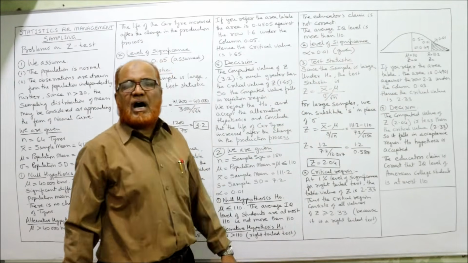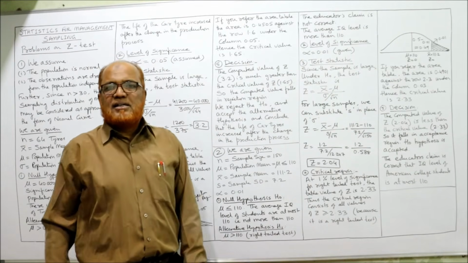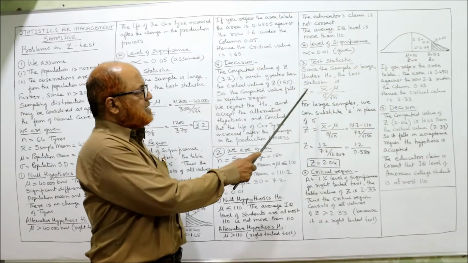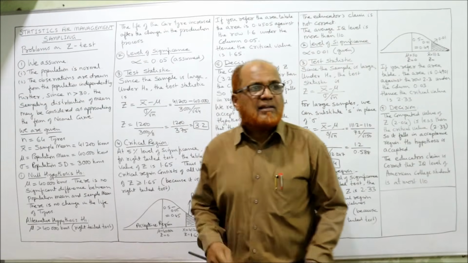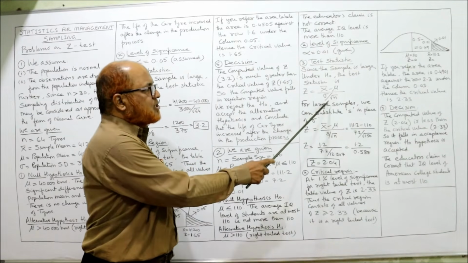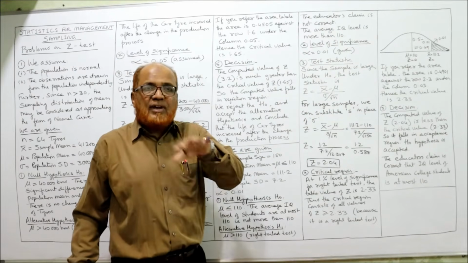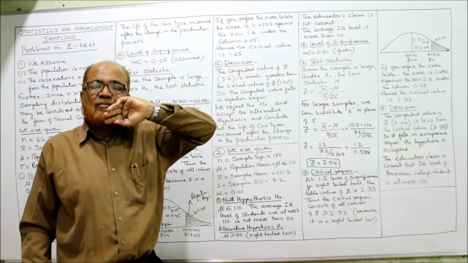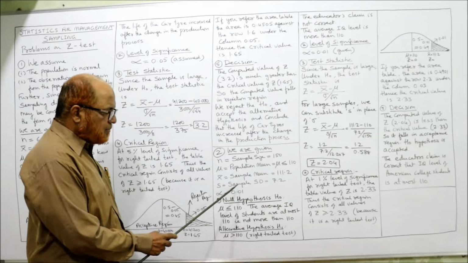Then level of significance, alpha 0.01, given. Test statistic. Since the sample is large, under H0 the test statistic is Z. Same wording as I have written here. Apply the formula: Z is equal to x bar minus mu divided by sigma by root n. But we are not given sigma. Sigma stands for population standard deviation. We are not given the population standard deviation. We are given the sample standard deviation.